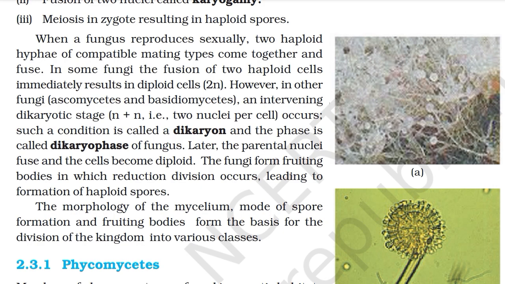When a fungus reproduces sexually, two haploid hyphae of compatible mating types come together and fuse. In some fungi, the fusion of two haploid cells immediately results in diploid cells, 2N. However, in other fungi, Ascomycetes and Basidiomycetes, an intervening dikaryotic stage, N plus N, that is 2 nuclei per cell, occurs. Such a condition is called a dikaryon and the phase is called dikaryophase of fungus. Later, the parental nuclei fuse and the cells become diploid. The fungi form fruiting bodies in which reduction division occurs, leading to formation of haploid spores.